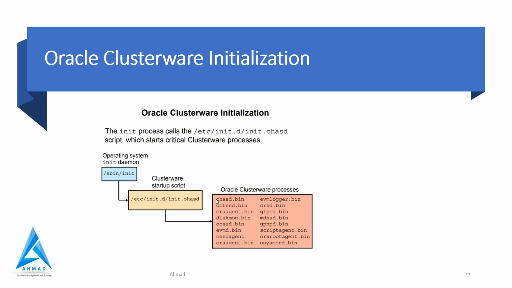Okay. And in this Oracle cluster we have 16 processes. So these 16 processes will start level wise. So let's move on to another PPT.